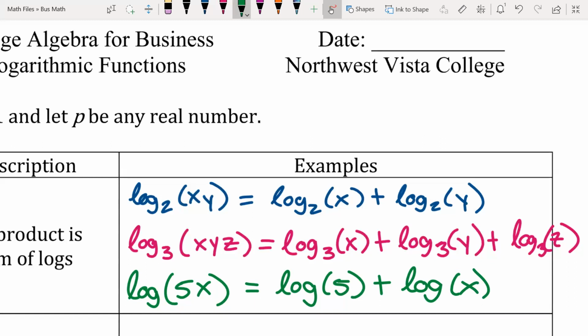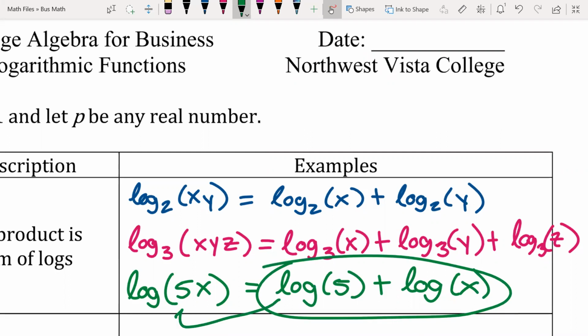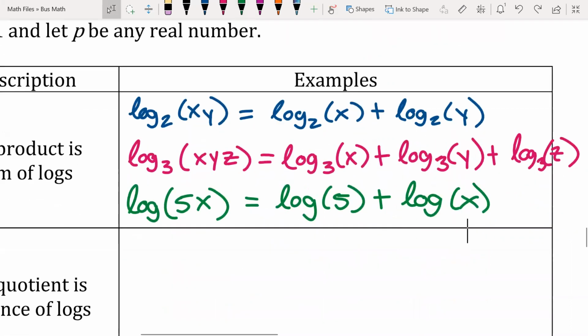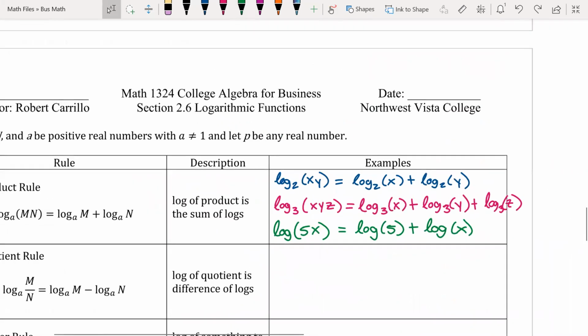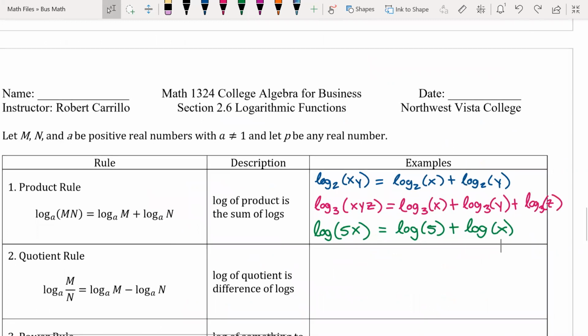And the crazy thing about this is you can reverse these. So let's say you started off with log 5 plus log x. You can put it back as the log of 5 times x. So you can reverse engineer these properties. Okay, so that's product to sum.